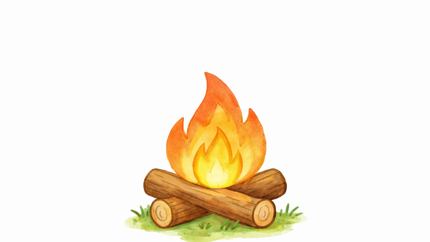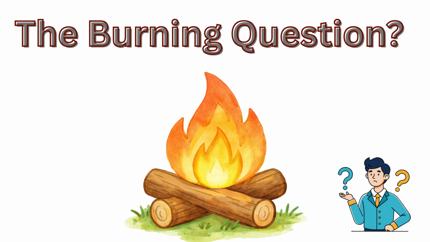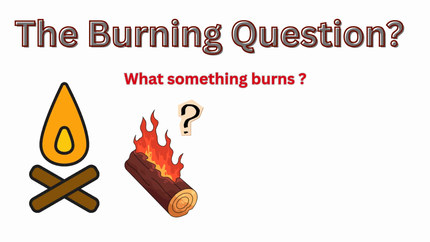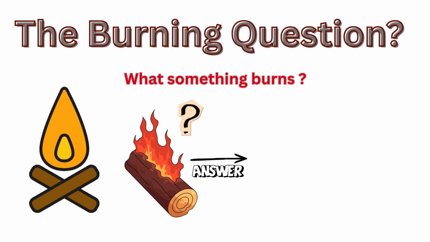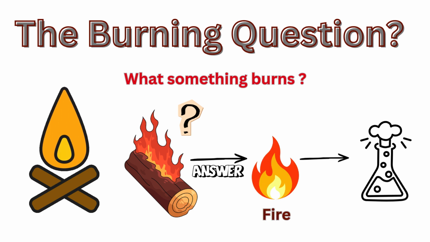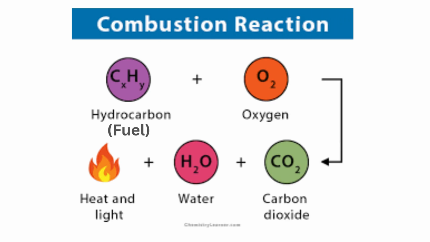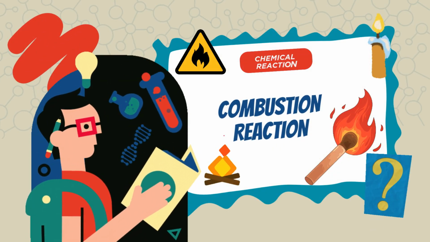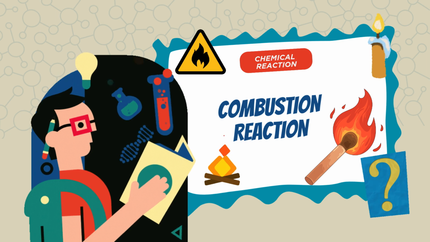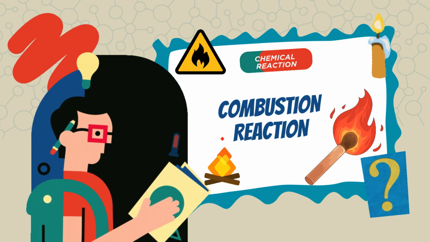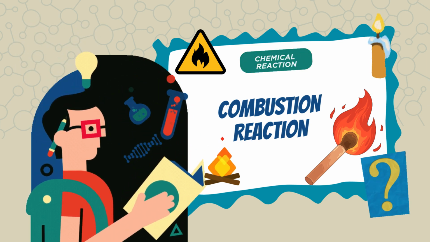So let's ask a big question. What really happens when something burns? The simple answer is fire. But in reality, it's a chemical reaction called combustion, where something mixes with oxygen and it gives off heat, light, and a new substance. So today we will explore what a combustion reaction is and why it is important in our daily life with some examples.